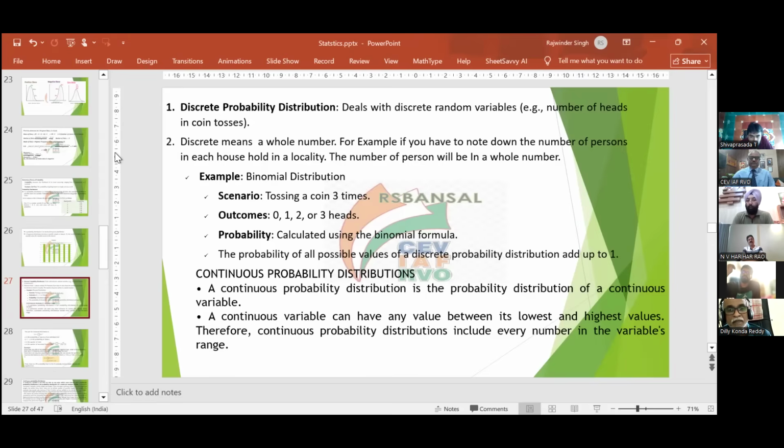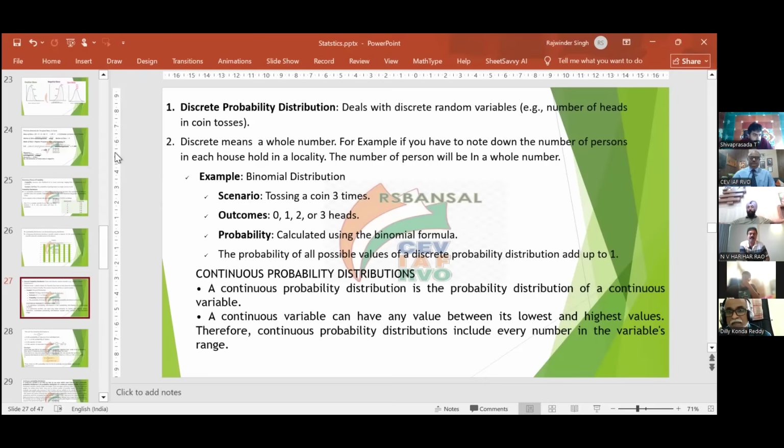So discrete means a whole number. For example, if you have to note down the number of persons in each household in an locality, the number of persons will be a whole number. For example, you toss a coin 3 times, then in all the 3 tosses you may get 0 heads, 1 head, 2 heads, or 3 heads. The possible outcomes are 0, 1, 2, or 3.